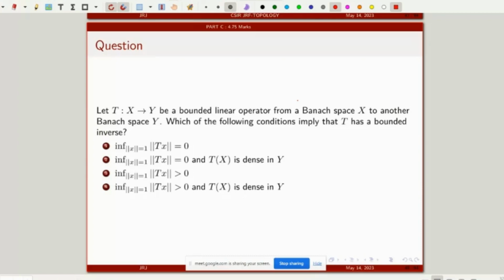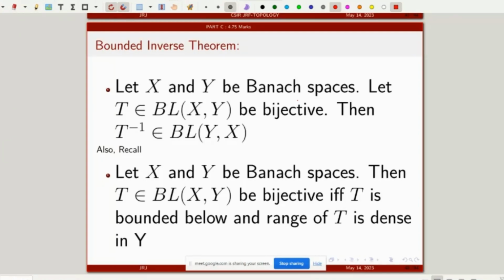Now we will move to a question from functional analysis. Let T from X to Y be a bounded linear operator from a Banach space X to another Banach space Y. Which of the following conditions imply that T has a bounded inverse? So certain conditions are given. Which theorems are you familiar with related to this? Somehow we have to make use of the bounded inverse theorem. So what is the bounded inverse theorem saying? Let X and Y be Banach spaces and T a bounded linear operator which is bijective. Then T inverse will also be a bounded linear map from Y to X.